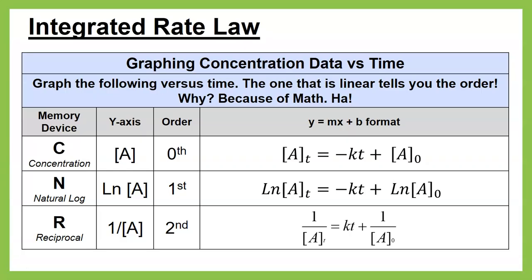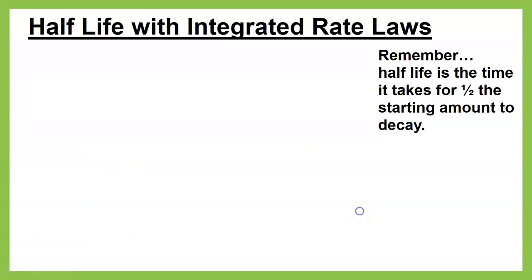You got to memorize these, okay? Because you have to be able to graph various things or look at graphs, figure out what order they would be, and then you're going to be able to use these equations to figure out things like the rate constant. You're going to be able to find that slope. The other thing we can use these equations for is figuring out the half-life. How long does it take for half of it to be used up?